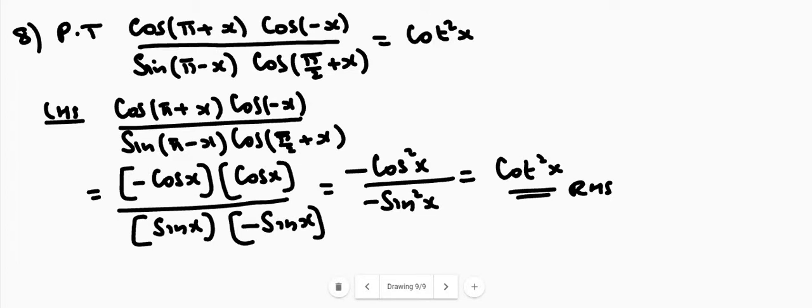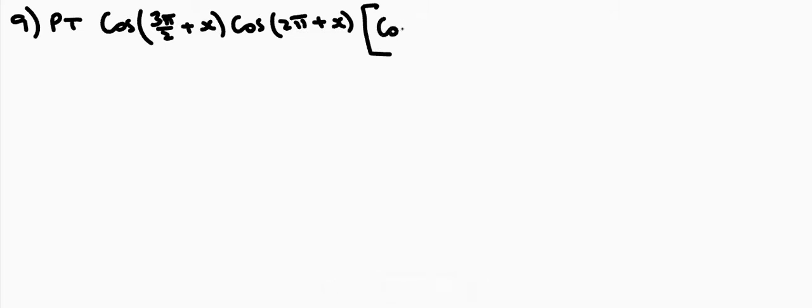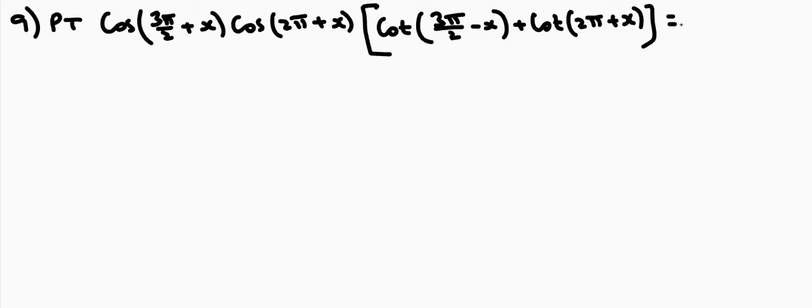Next question number 9. Prove that cos(3π/2 + x) into cos(2π + x), that is 360 + x, whole into cot(3π/2 − x) plus cot(2π + x), which is equal to, the answer is 1. You have to prove that the answer is equal to 1.